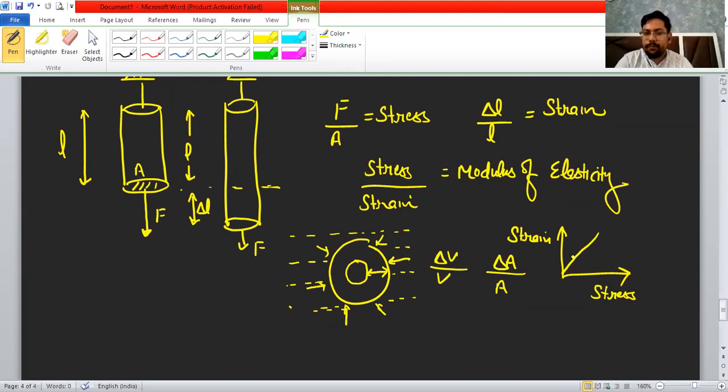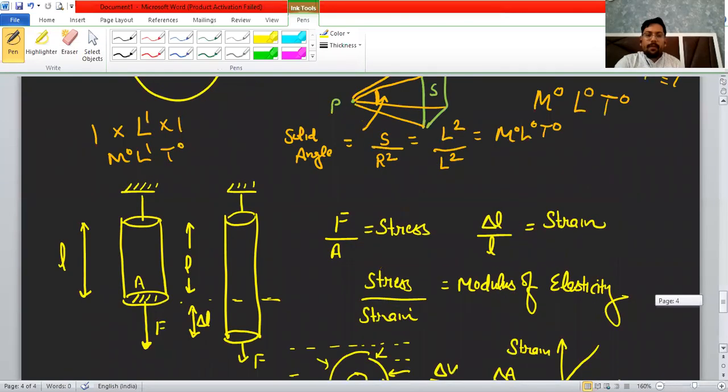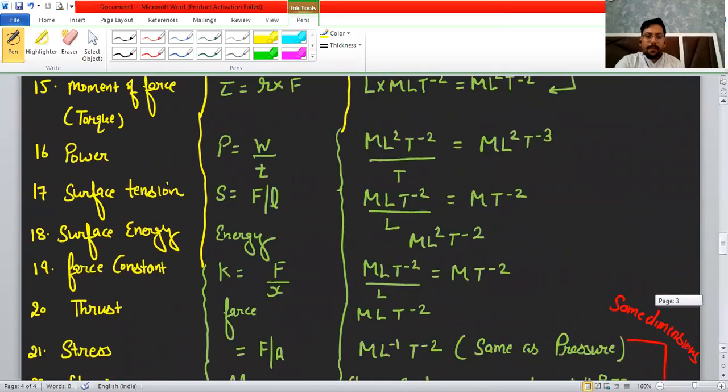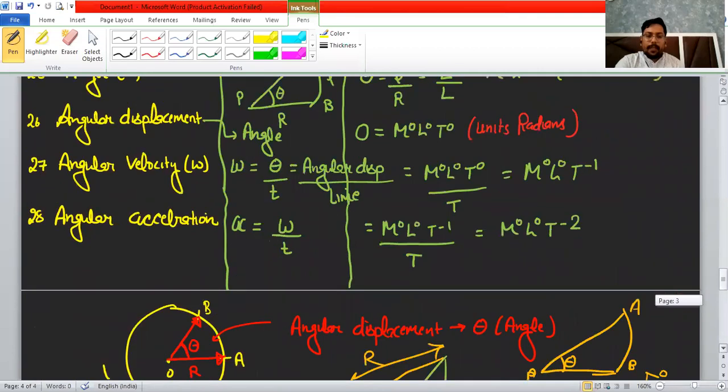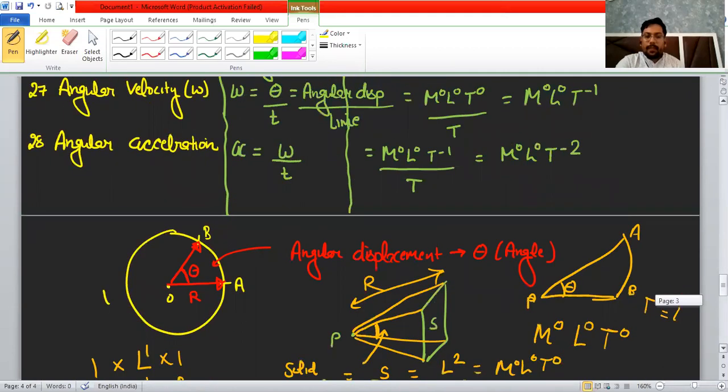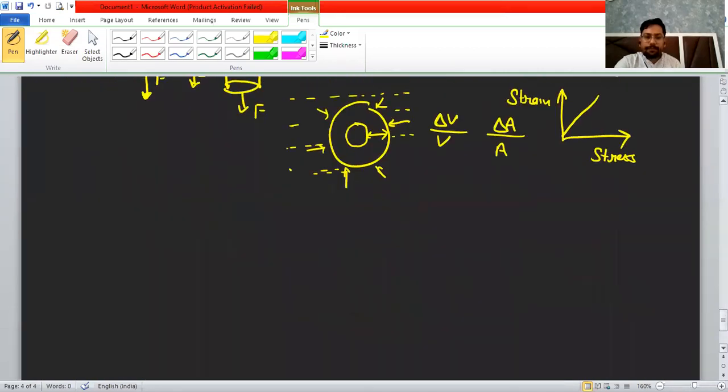ओके सर. After all these terms, angular displacement तक अभी हमने किया. Angular acceleration, sorry. After angular acceleration, we have next terms.